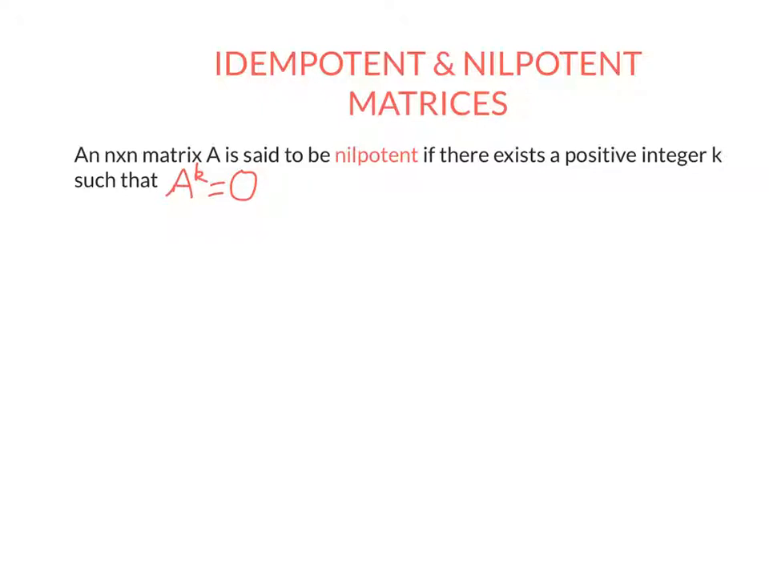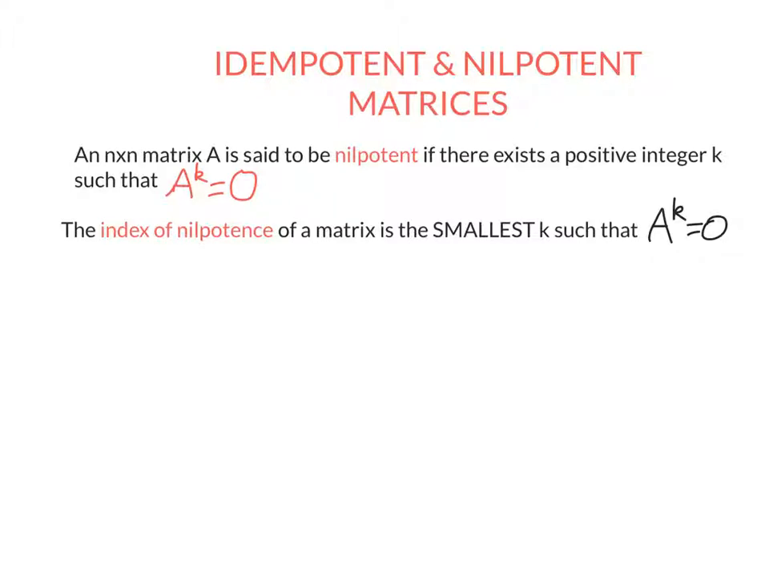So now we'll take a quick look at the idea of the index of nilpotence. If we know that A to the power of some integer is equal to the 0 matrix, there must be a smallest such integer. So the index of nilpotence is the smallest positive integer k such that A to the power of k equals the 0 matrix. Now, very interestingly, it turns out k is always less than or equal to n.